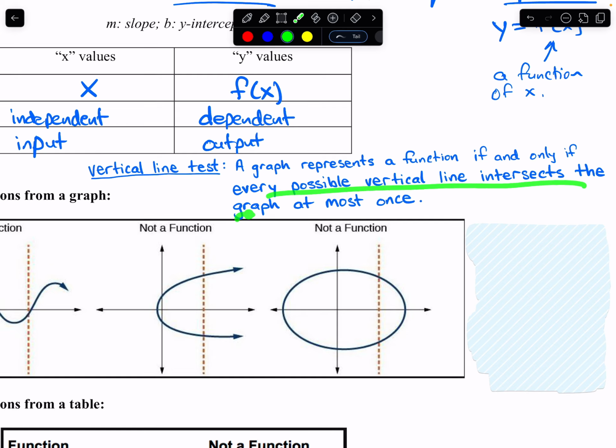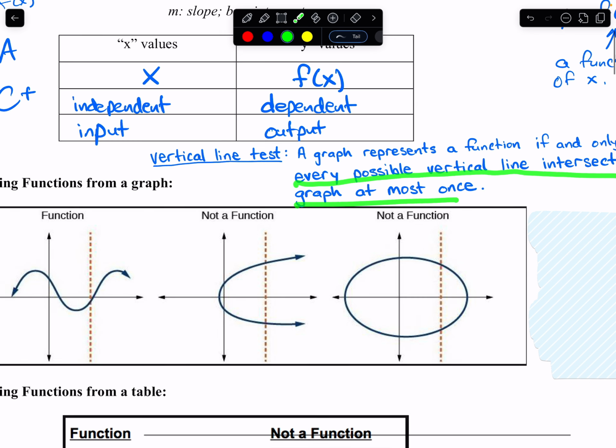If you notice this stuff is true, then the graph is a function, or if you know the graph is a function, you can conclude that this stuff is true. This is a definition. Okay. Notice it says every possible vertical line intersects the graph at most once.